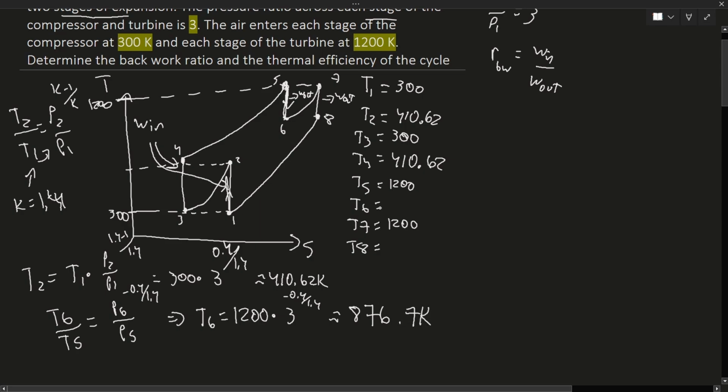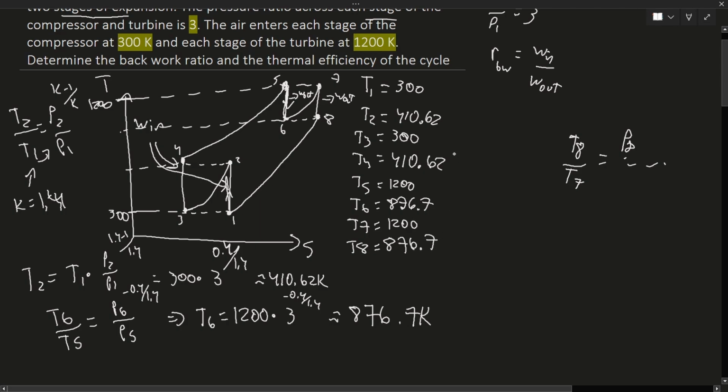876.7 Kelvin. Okay. We're also assuming over here is the same because both of these operate at the same temperature, and we're both assuming that they have 100% efficiency. So even if you do the calculation, T8 over T7 equals P8, and so on, you're going to get the same value. So we can just assume this is going to be the same.